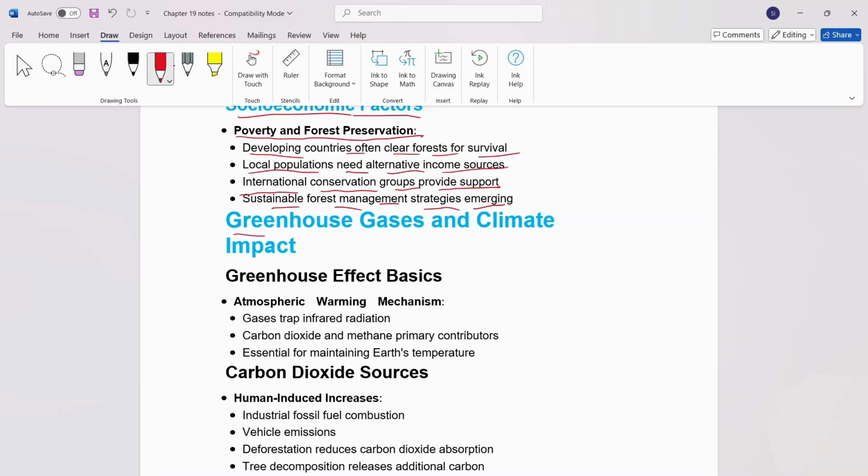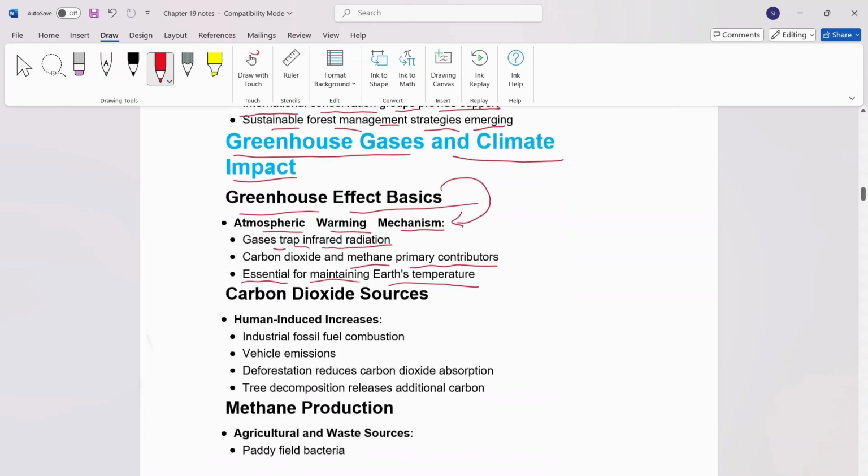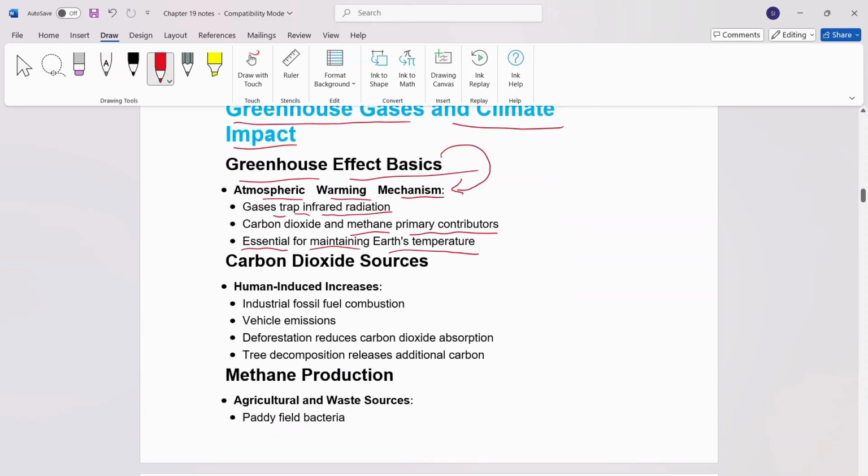Okay, now let's talk about greenhouse gases and climate impact. Greenhouse effect basics. So atmospheric warming mechanism. So greenhouse is actually an atmospheric warming mechanism. How does it happen? Gases trap infrared radiation. Carbon dioxide and methane are primary contributors of these greenhouse gases. Essential for maintaining Earth's temperature. So we need to maintain an appropriate Earth temperature. Otherwise, we will see global warming like we are seeing these days.